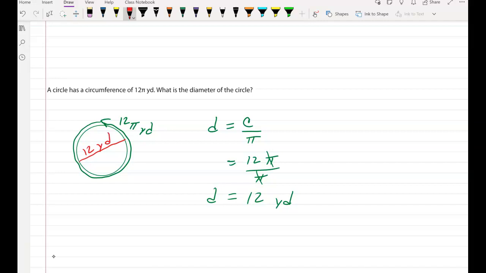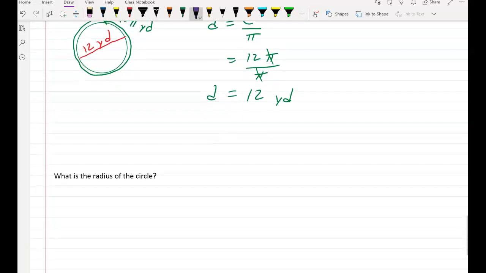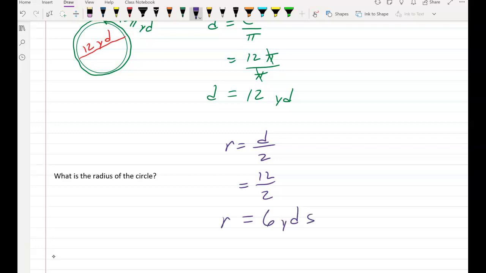Okay, but what's the radius of that circle? Well, you just have to remember, the radius is always equal to the diameter divided by 2. And we know the diameter was 12. Divide that by 2, and that, my friends, equals 6. So the radius is equal to 6 yards.